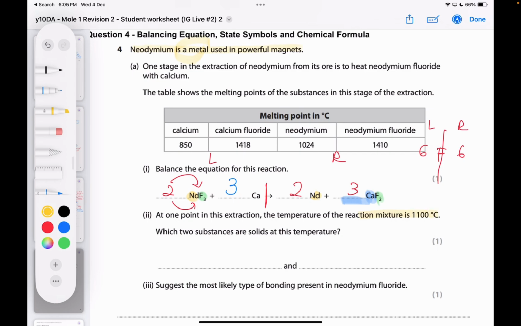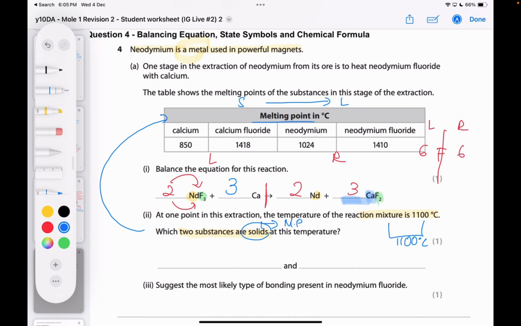So we are saying the reaction mixture is 1100 degrees Celsius. So just imagine this container now is 1100 degrees Celsius. They are asking you which 2 substances are still solid. So this question needs you to go back to this table and give you the idea of melting point. So melting point is the temperature at which a solid turns into a liquid.